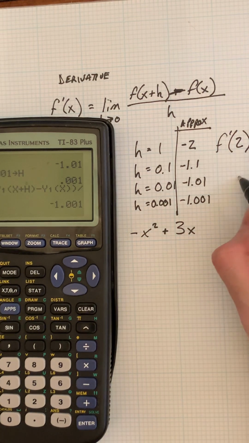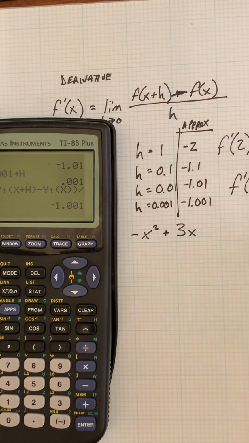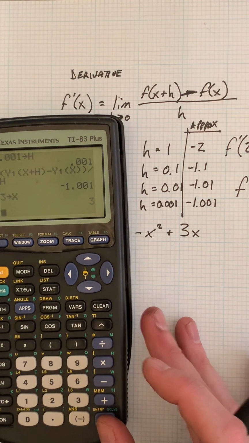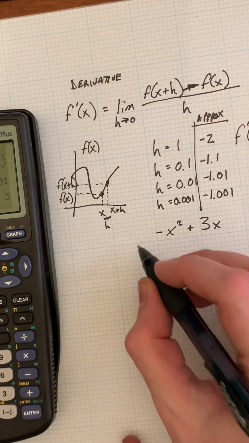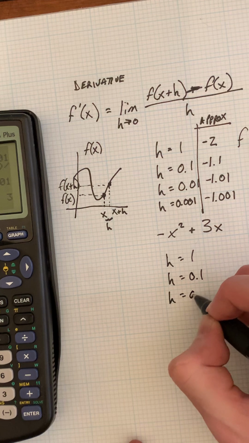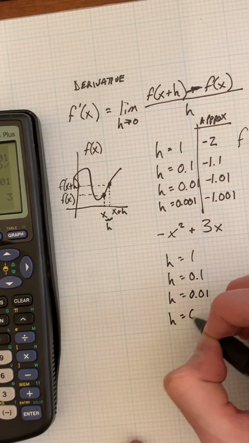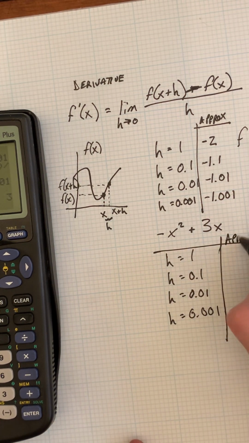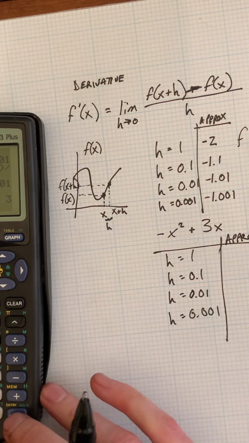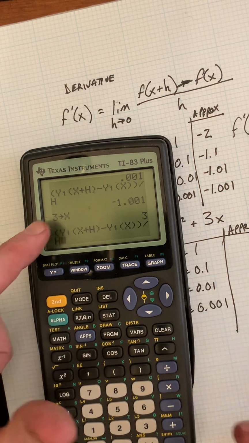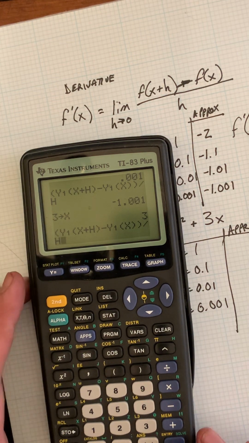What if we want to find f prime of 3? What do we do? Well, all we have to do is change our x. So we have 3 store x. And so let's make a new chart here where h equals 1, h equals 0.1, h equals 0.01, h equals 0.001. Again, this is our approximation. Do second entry to get this back. And remember, our h that we had before was our 0.001, so that's what we're going to get here.